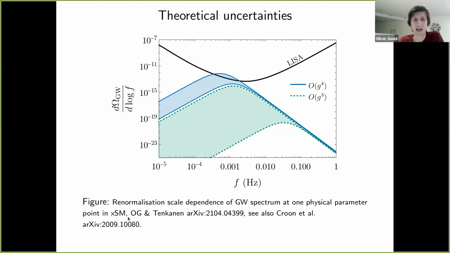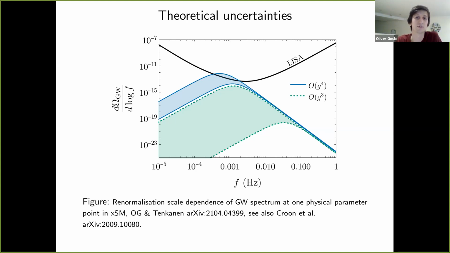Here I've written the XSM, which is the standard model plus a real scalar, so just one new degree of freedom. In one physical parameter point, we've done these calculations, and then we've looked at the renormalization scale dependence of the resulting gravitational wave spectrum through these phase transition parameters. In a perfect calculation, there would be no renormalization scale dependence. So this scale dependence gives you a measure of the theoretical uncertainty of your calculation.